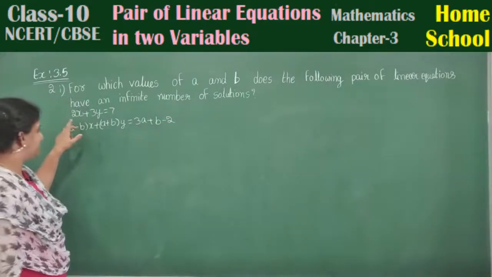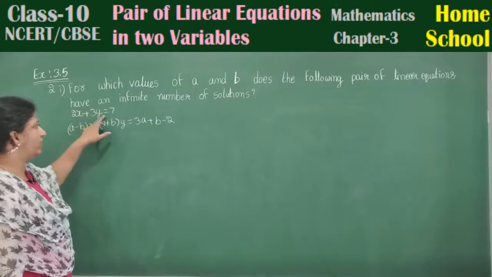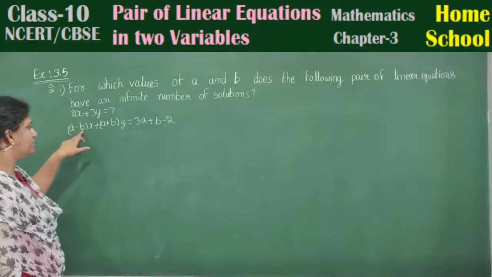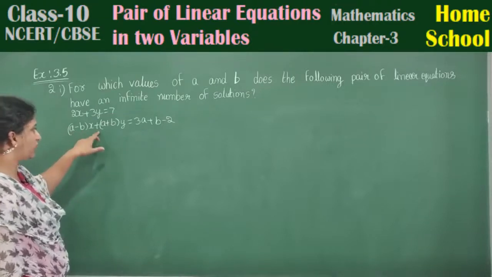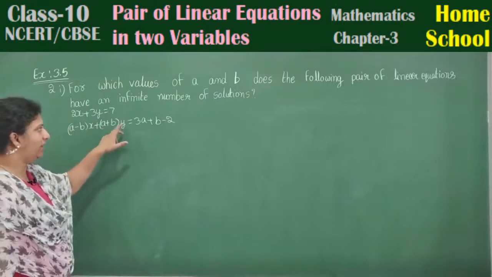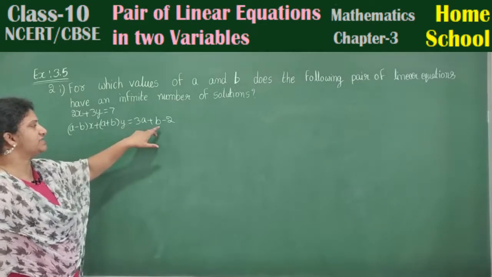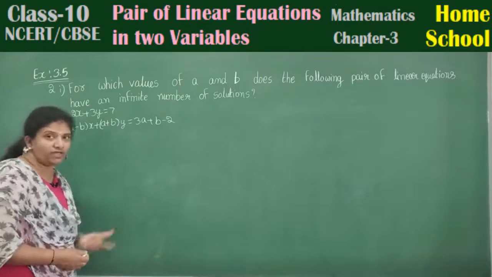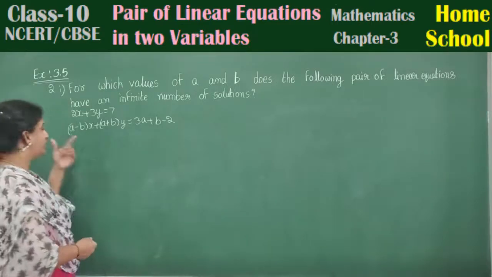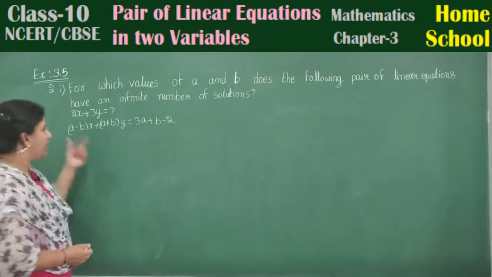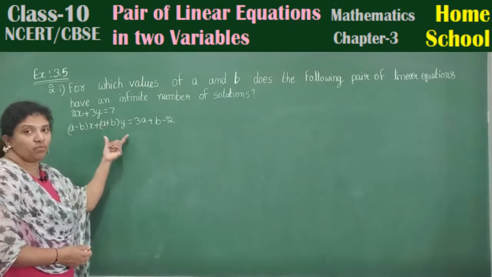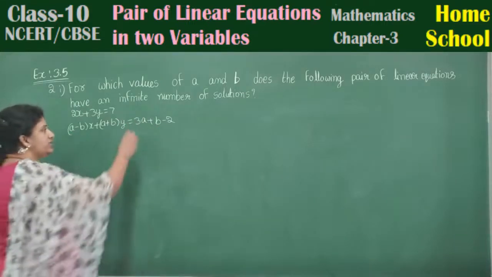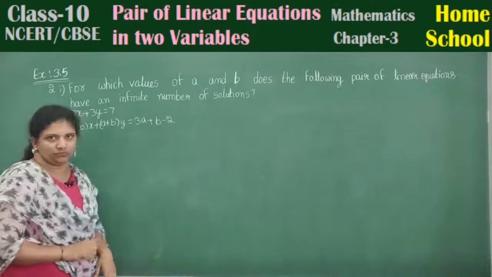The two equations are 2x plus 3y equal to 7 and (a minus b) into x plus (a plus b) into y is equal to 3a plus b minus 2. So observe here, this is also one of the equations. That means if you compare with the general form, ax plus by and this is c, it is a constant, right? So this complete will be one value.